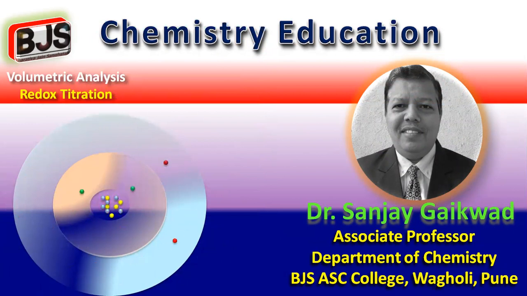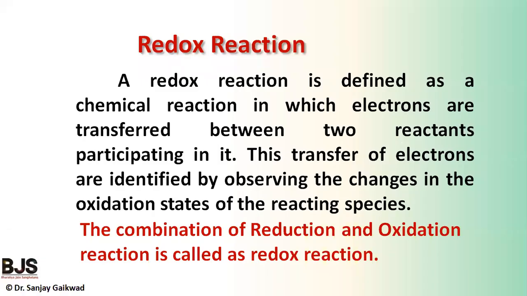Today, in this video, we are going to see volumetric analysis. Under volumetric analysis, there are a number of titrimetric methods, out of which here we will see the redox titration method. A redox reaction is a chemical reaction in which electrons are transferred between the two reactants participating in it. This transfer of electrons is identified by observing the changes in the oxidation state of the reacting species.